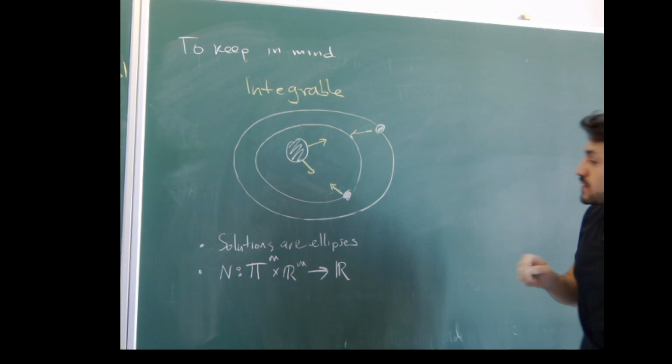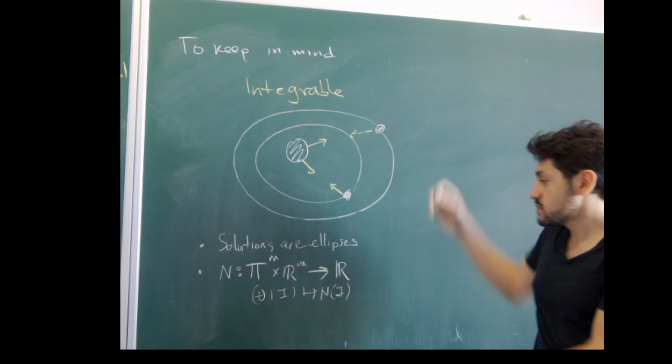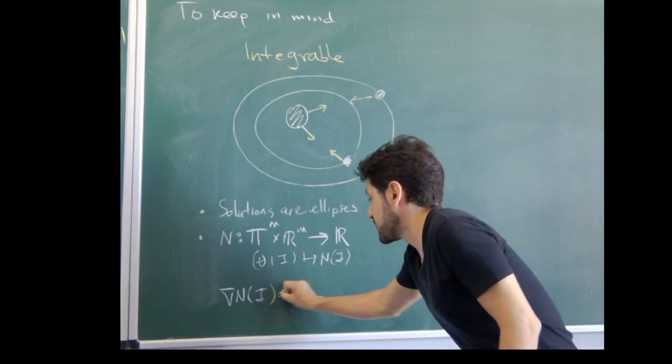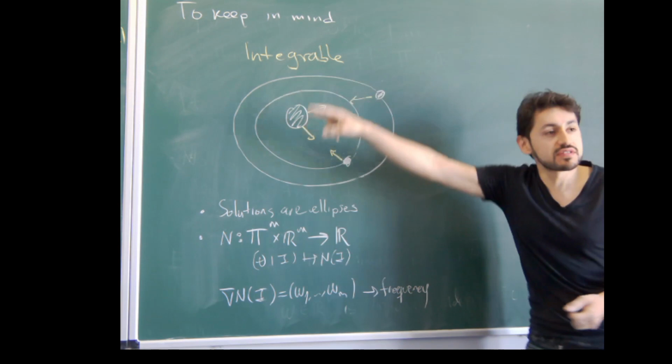So this will be integrable. I just have a system that depends here. And what happens is that when I look at my flow, this vector, omega 1 to omega m, is describing the frequencies of this movement. Basically, it's 1 over the period. It's telling me how fast I am turning here.